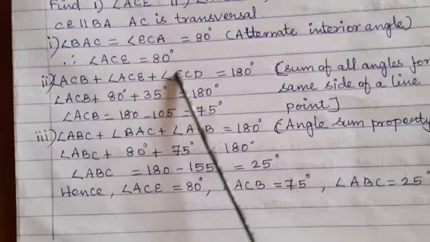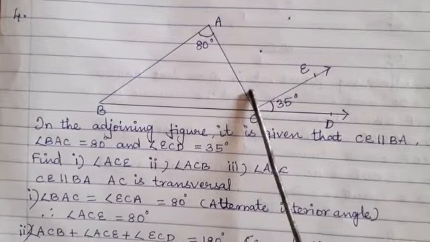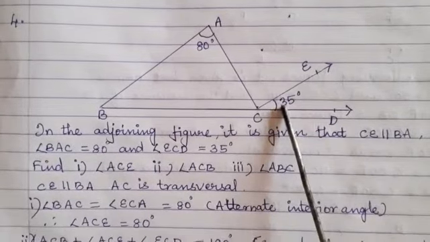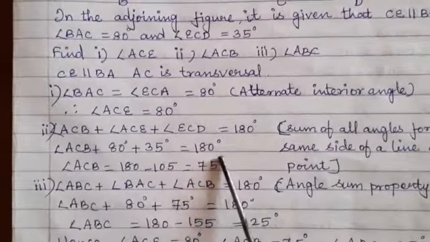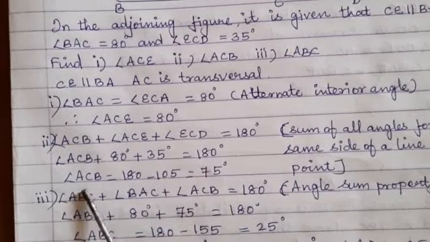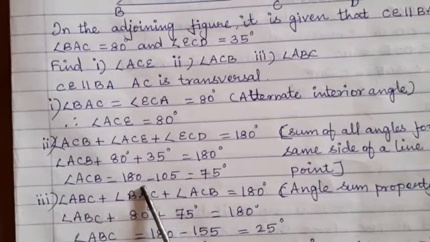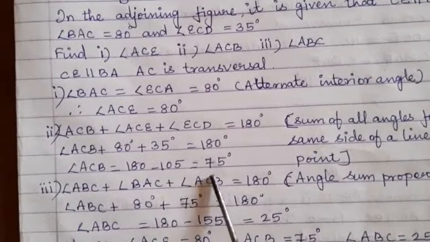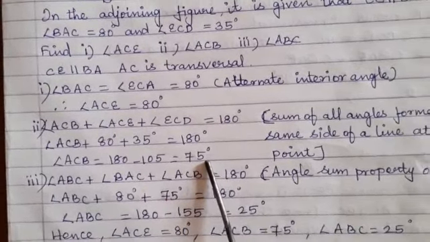Then ACE, from the previous answer, that is 80 degree, and ECD it is given there, that is 35 degree, which is equal to 180 degree. So angle ACB equal to 180 minus 105. Add these two, that is 105, which is equal to 75 degree.